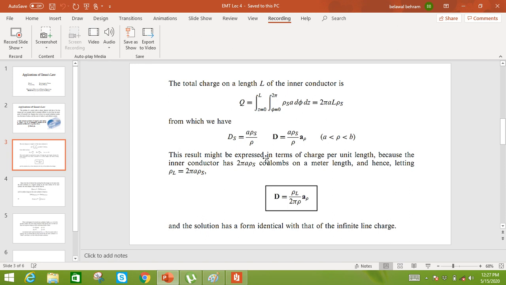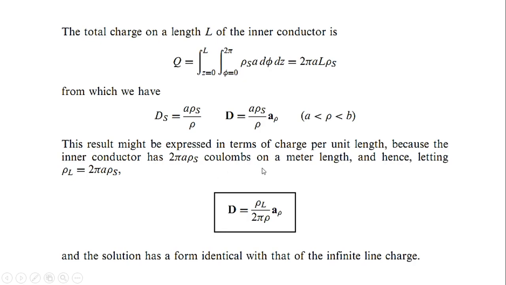This result might be expressed in terms of charge per unit length, because the inner conductor has 2 pi a rho s coulombs on a meter length. 2 pi a rho s coulombs on a meter length, मतलब Q को जब हम L से divide करते हैं, so this will be the charge per unit length. So this is actually the charge per unit length, and it will be equal to 2 pi a rho s coulombs on a meter length, and hence letting rho L is equal to 2 pi a rho s.